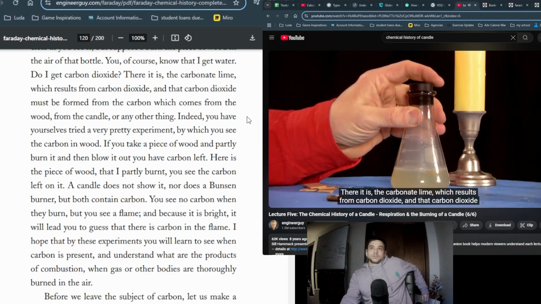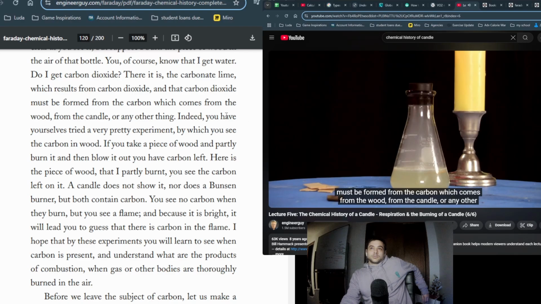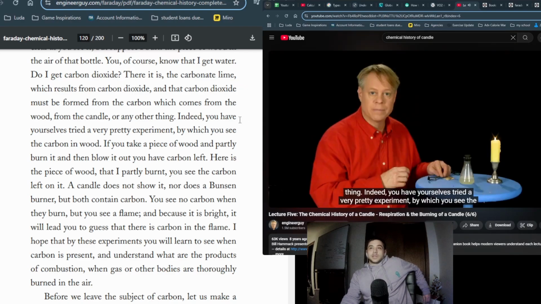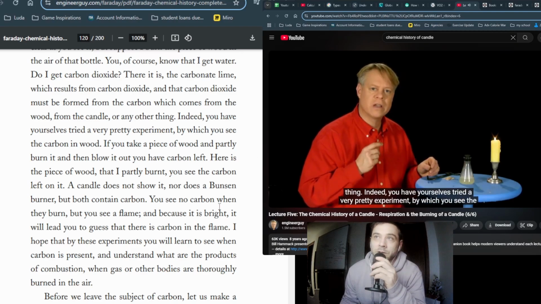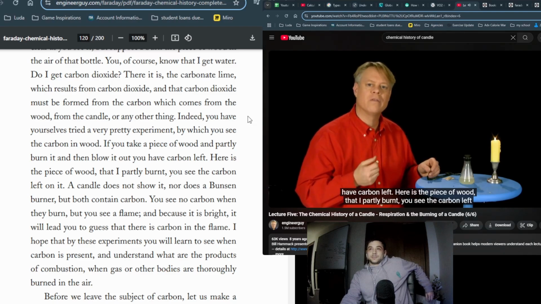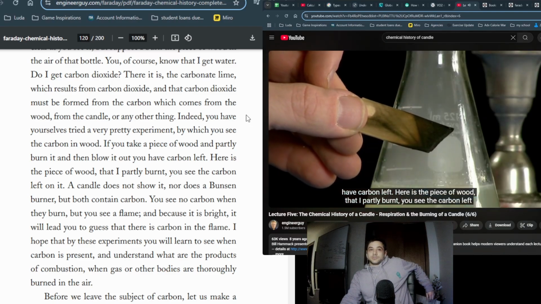There it is. The carbonate lime which results from carbon dioxide, and that carbon dioxide must be formed from the carbon which comes from the wood, from the candle, or any other thing. Indeed, you have yourselves tried a very pretty experiment by which you see the carbon in wood. If you take a piece of wood and partly burn it and then blow it out, you have carbon left. Here is the piece of wood that I partly burnt. You see the carbon left on it.